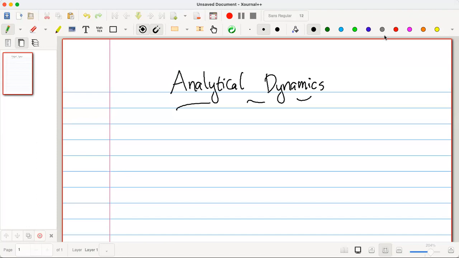As has been written down as planned before, the very first topic is a review of Newtonian mechanics. I'm going to start this course with a review of Newtonian mechanics. I'm sure that all of you are very familiar with Newtonian mechanics.